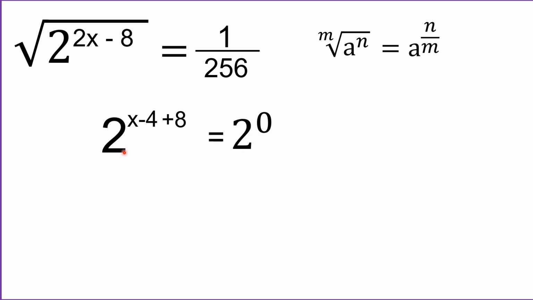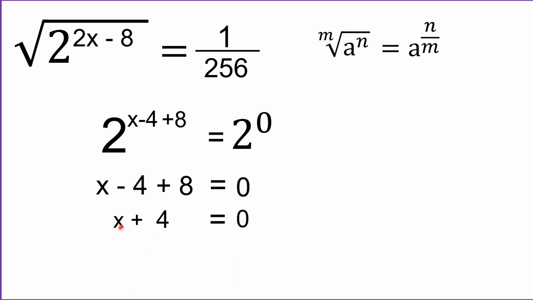According to the rule, if the bases are equal, then the exponents are also equal. Since the bases are equal, the same 2, we are going to equate the exponents. x minus 4 plus 8 is equal to 0. This is to solve for the variable x. We add negative 4 plus 8, which is equal to positive 4. So x plus 4 is equal to 0.